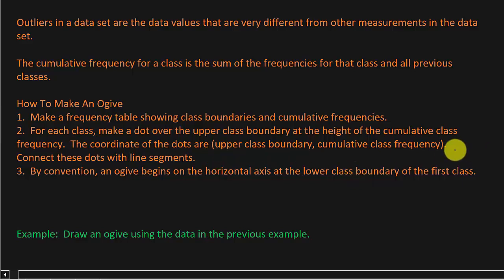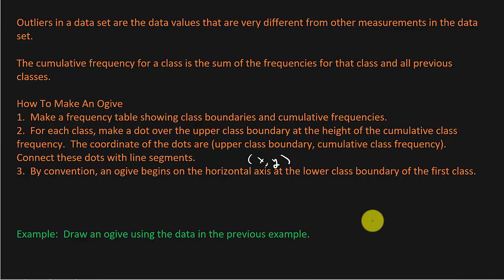So all this is, remember in algebra you learned how to plot a point x, y, x coordinate, y coordinate. This is like your x coordinate, the upper class boundary, and this is like your y coordinate, the cumulative class frequency. And then connect the dots with line segments. By convention, an ogive begins on the horizontal axis at the lower class boundary of the first class. Okay, I hope all of that made sense to you, but we are going to work an example.